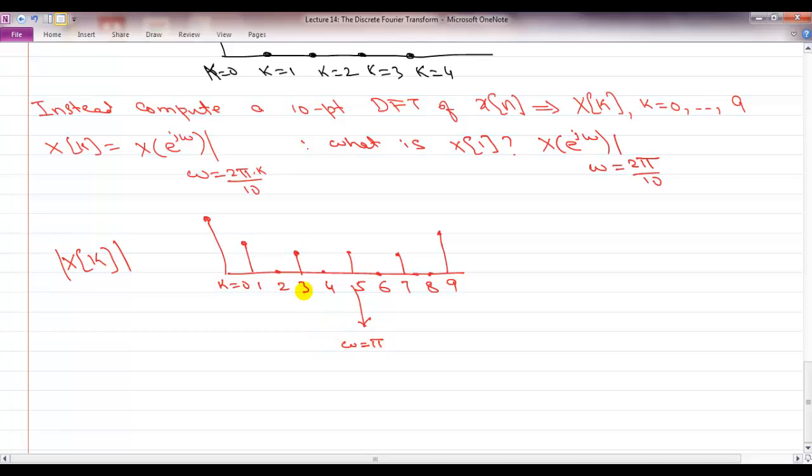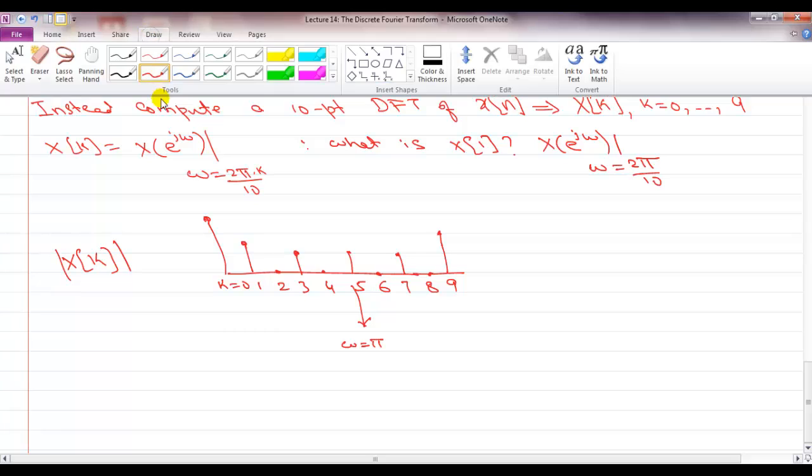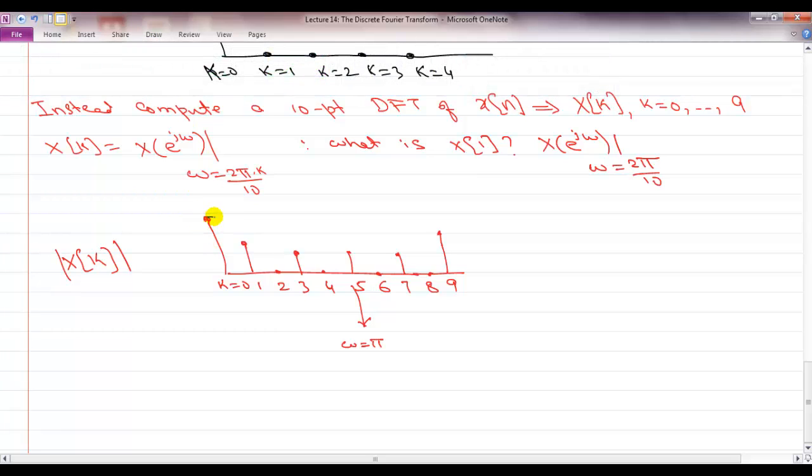So now it is starting to look more like the Fourier transform that you had previously. Right? If you draw an envelope, you can see sort of that pattern of this sinc-like shape.